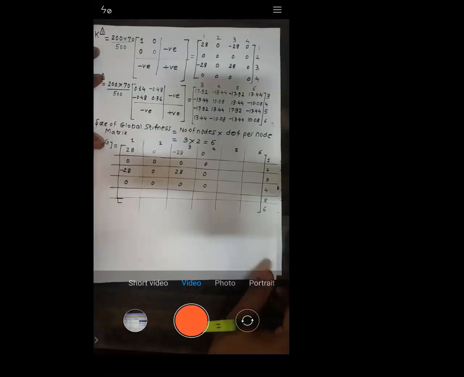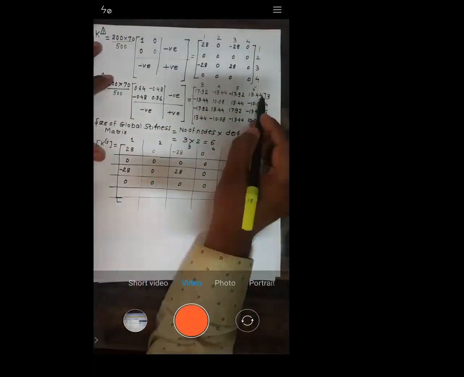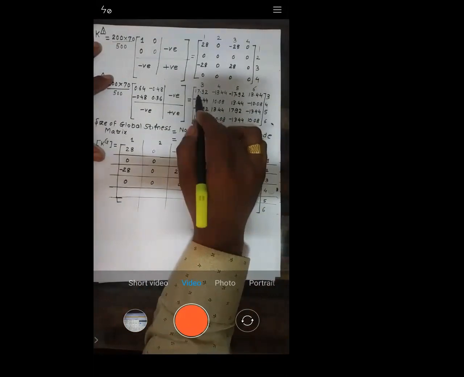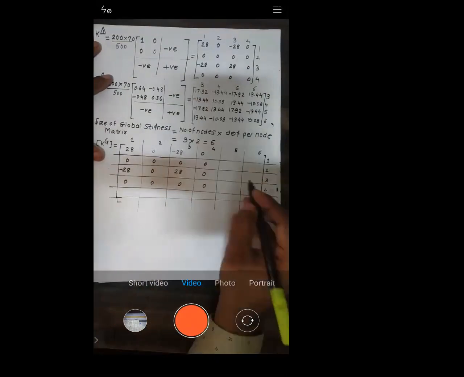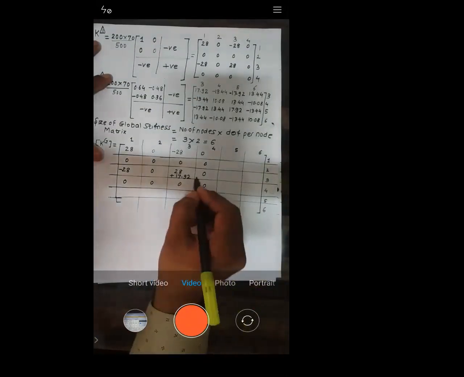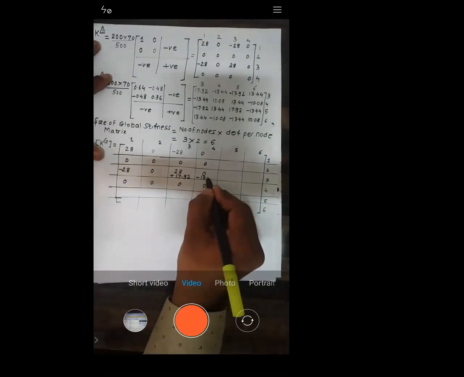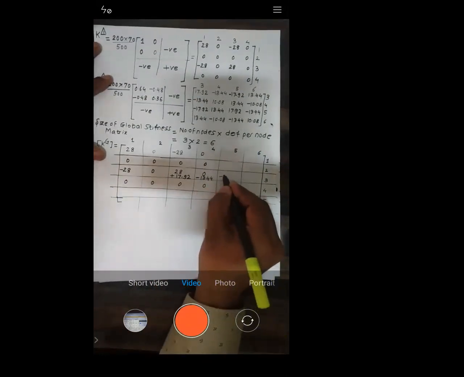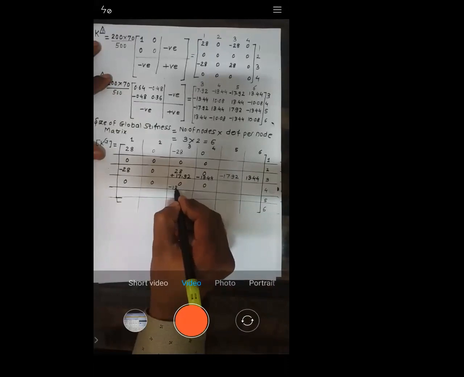Now just see this one: 3, 4, 5, 6. So you should get the starting point. What is the starting point here? This is 3, 3. So this is the starting point, 3, 3. So at 3, 3, you have 17.92. So I'll write down that. At 3, 3, I have 17.92. Just side of that, minus 13.44. Then here, minus 17.92. Then 13.44. Then here, minus 13.44.